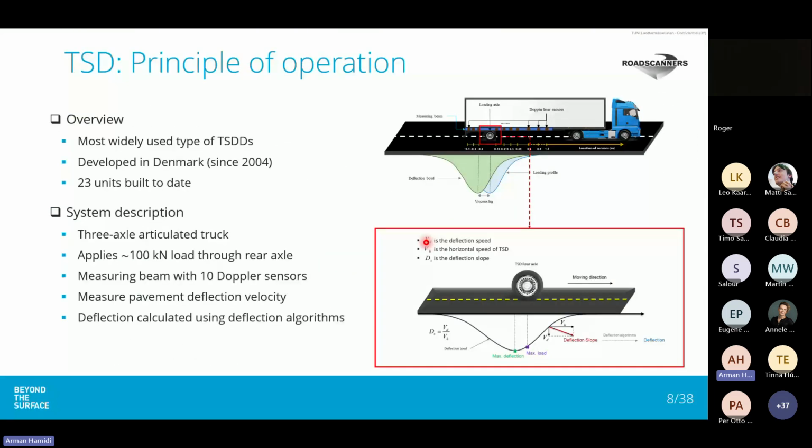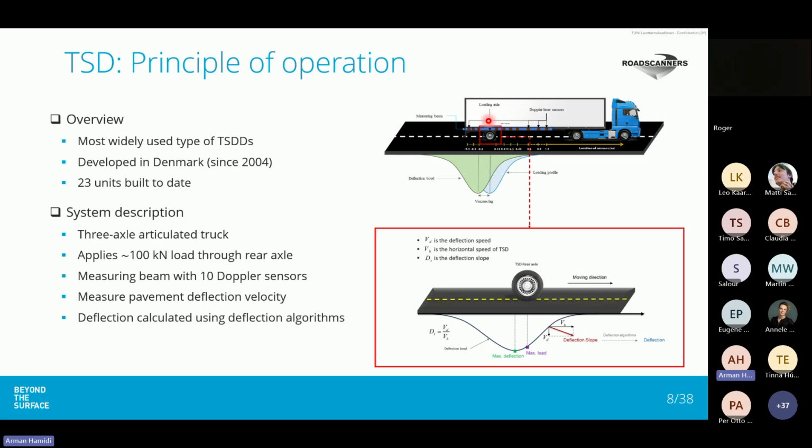Traffic Speed Deflectometer, or TSD, is the most widely used type of TSDDs at the moment. It was developed in Denmark as of 2004, and there are 23 units built to date. TSD is an articulated truck with 3 axles, and it applies a load of around 100 kilonewton through its rear axle.